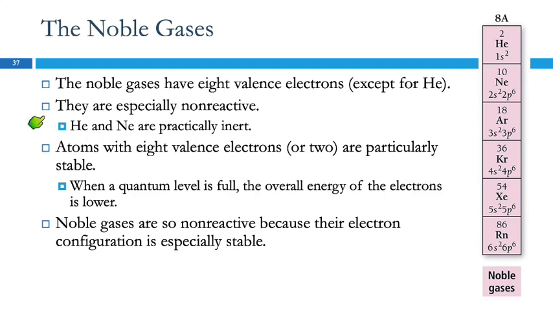So the noble gases are especially unreactive. They used to be called the inert gases because there were no known compounds of these elements. Now we do know that there are some. But atoms that have 8 valence electrons, or 2 for helium, are especially stable. So that quantum level is full and the overall energy of the electrons is lower. So they're more stable.